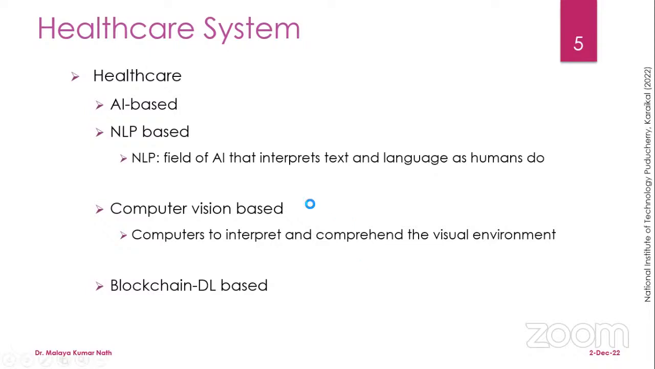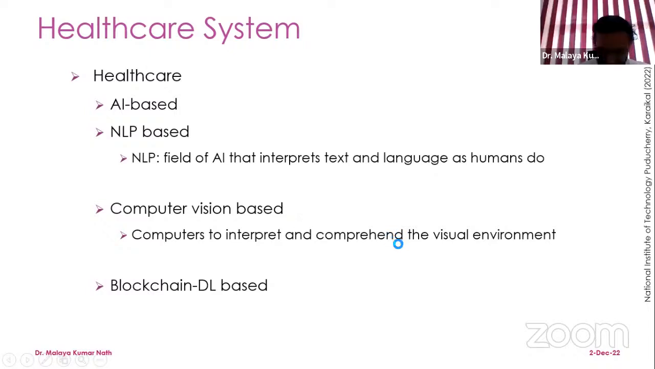Then there are computer vision based methods, where computers interpret and comprehend the visual environment. In healthcare systems, the visual environment comprises images such as MRI images and fundus images, which are utilized for analyzing different conditions of a disease, the stages of the disease, and medications. Blockchain-based DL systems are also used.